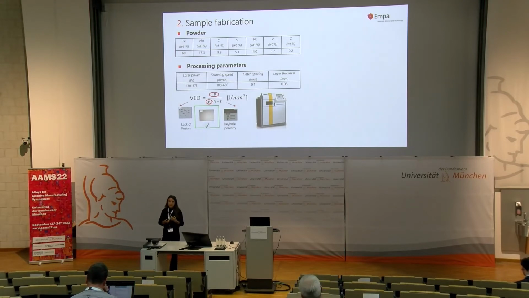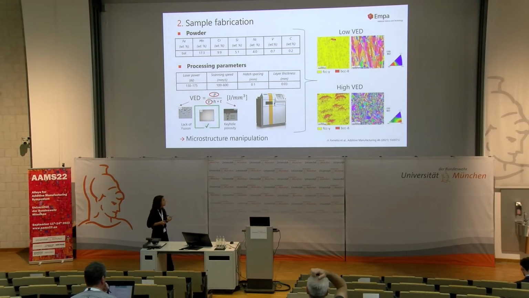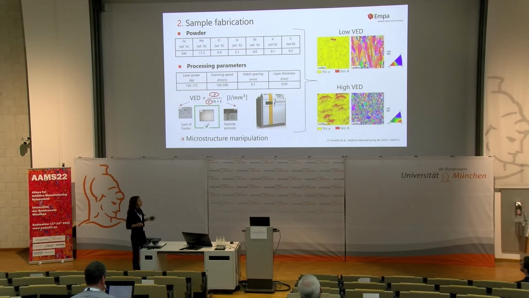Why can I tell you that? If you look at the microstructure of the samples, you can really see that we have the possibility of fabricating completely different microstructures simply by changing the volumetric energy density, and in particular simply by changing the scanning speed. So we can have samples which are completely different in terms of texture, in terms of phase fraction, and also in terms of grain size.